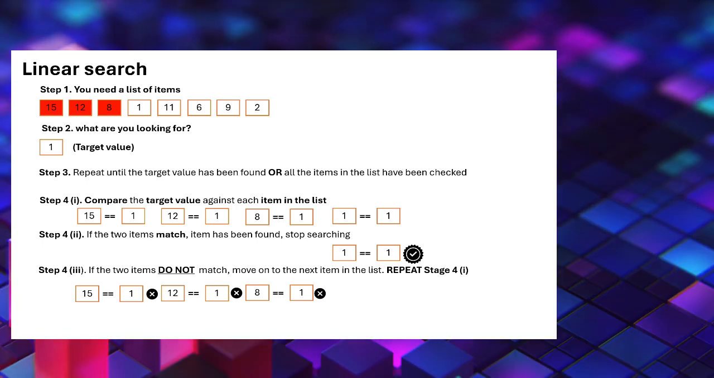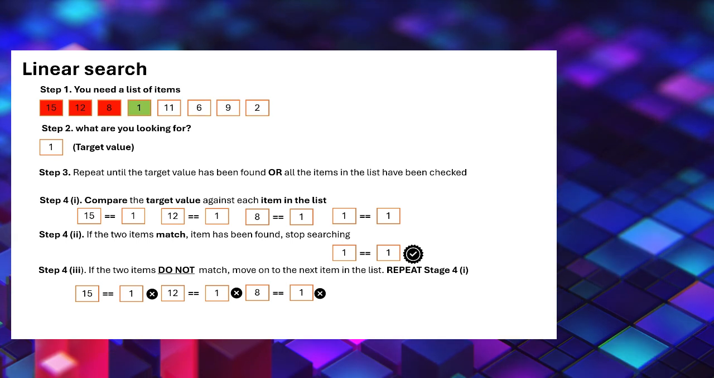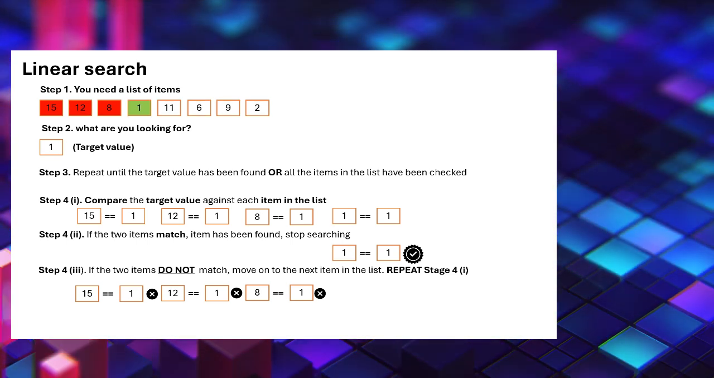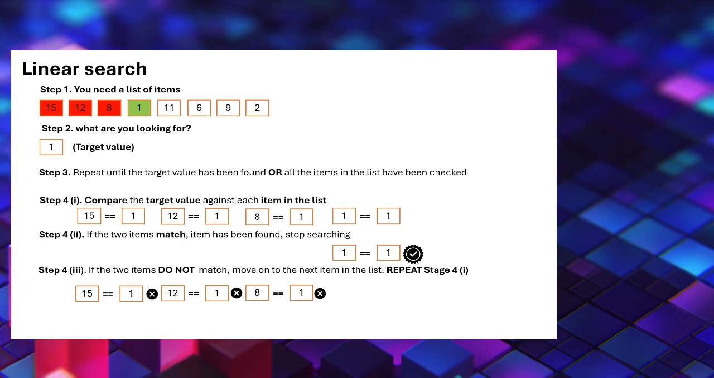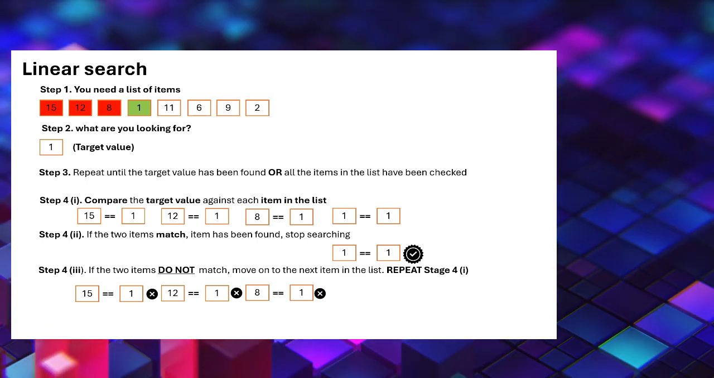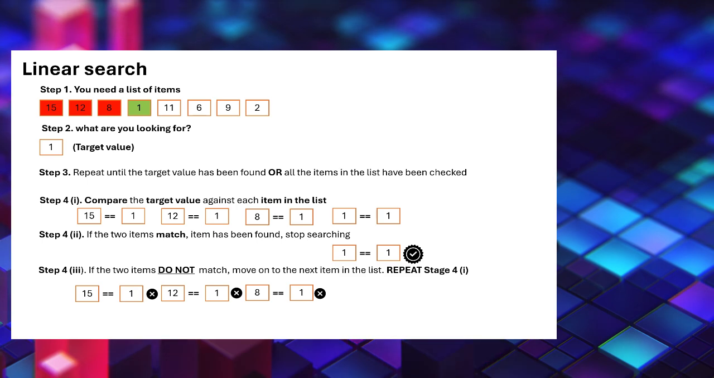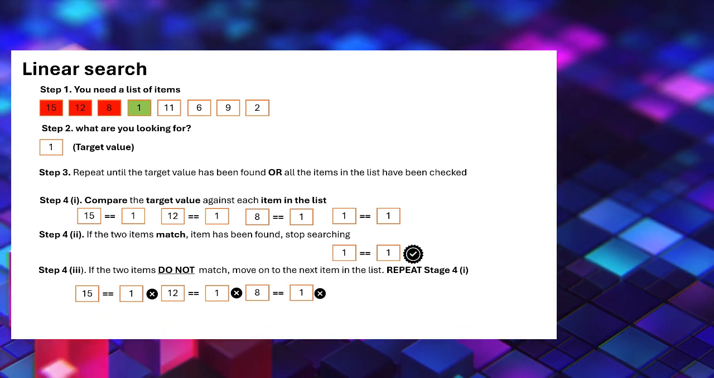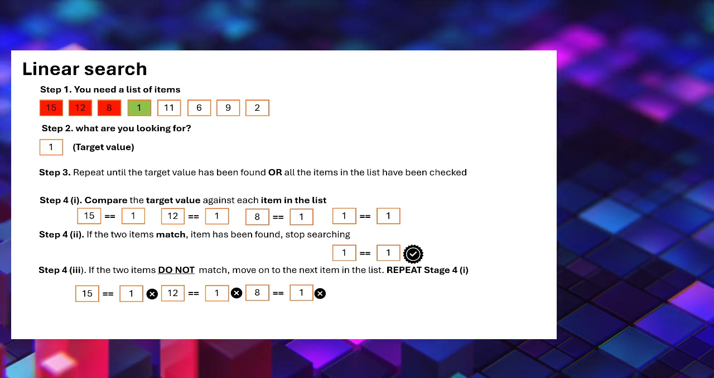Some important things to know about the linear search algorithm. It's not very efficient with big lists or big arrays. It takes a very long time. It doesn't have to be sorted, and I think that's a positive thing. That's a benefit. It doesn't have to be in any particular order.